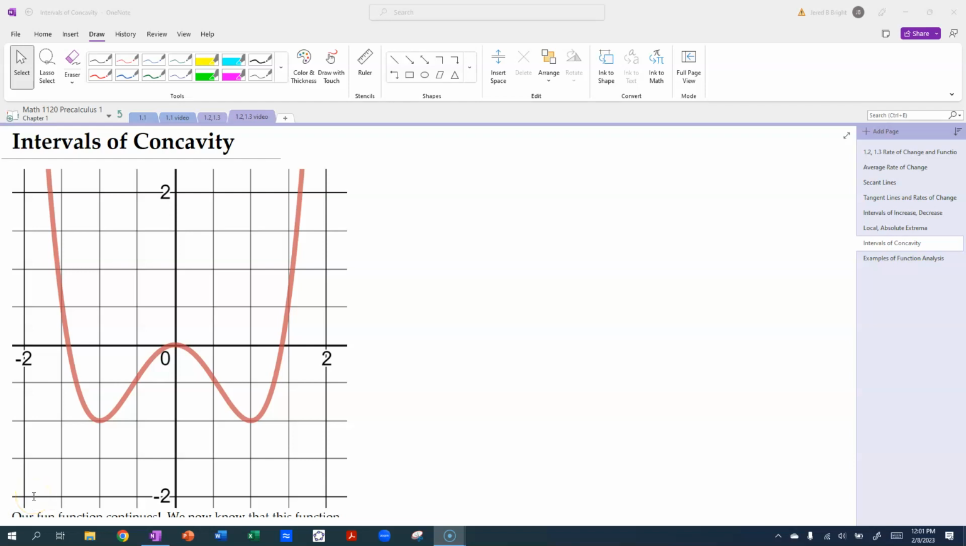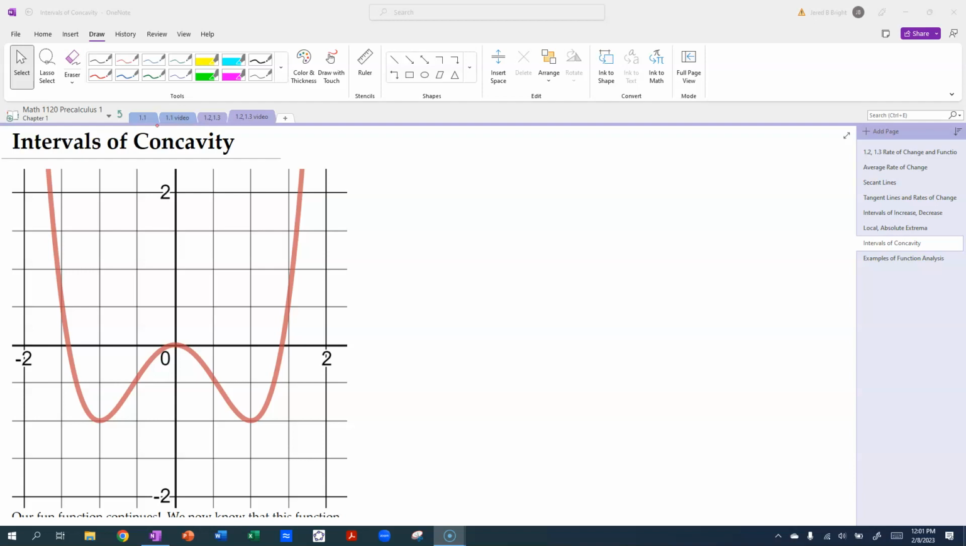Welcome back, and welcome back to our graph. Again, we are going to continue looking at this function and look at one more interesting property of functions and their graphs, and it has to deal with this word up here, concavity.